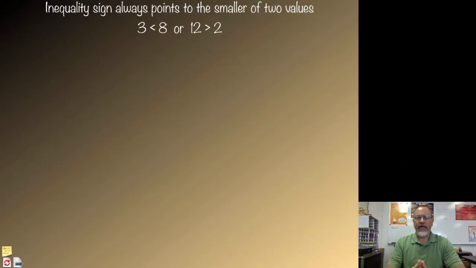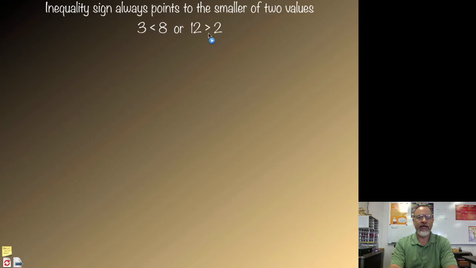So the inequality sign, how do we know which way to draw our little greater than or less than sign? The inequality sign will always point to the smaller of the two values. So you're pointing at the smaller of the two values. So we read this as 3, which is the smaller, is less than 8. Or in this case, 12 is greater than 2, but in both cases, it's pointing towards the smaller value. Some of you may have learned that it's kind of like alligator teeth, and the alligator's mouth is open to the bigger one because it wants to eat the bigger amount. So that might be another way to help you remember.